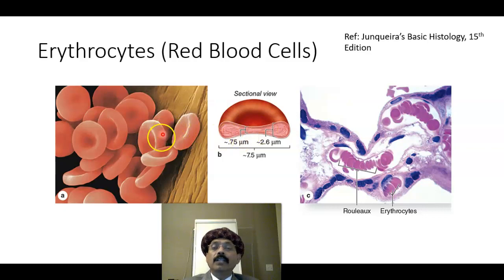This RBC has a biconcave shape, and it is very flexible so that it can go through the capillaries very easily. It has the capacity to squeeze and go through the small capillaries. They can stack one above another, and they make a roller formation, stacking of the RBCs. That can be done by the RBC, one on top of another.